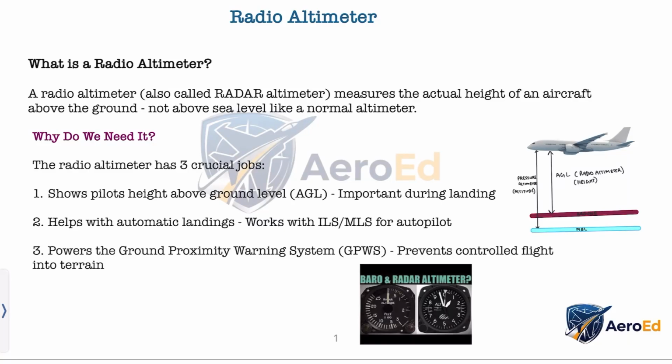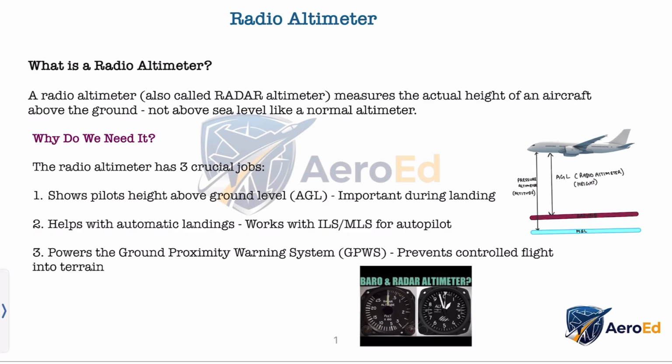Hello future pilots, let's start the next chapter of instrumentation, which is the radio altimeter, or we can say the radar altimeter. So the first question you should ask is, what is a radio altimeter? A radio altimeter measures the actual height of an aircraft above the ground, not above sea level like a normal altimeter. So what is the difference between pressure altimeter and radio altimeter?